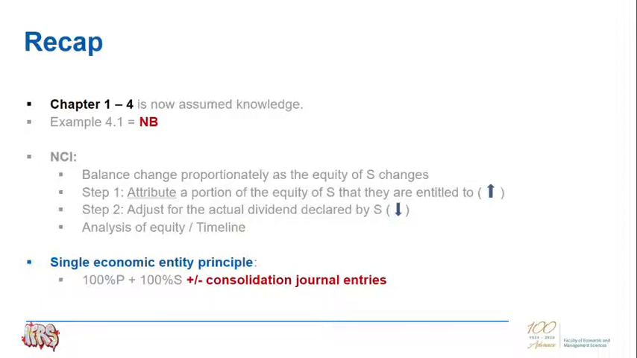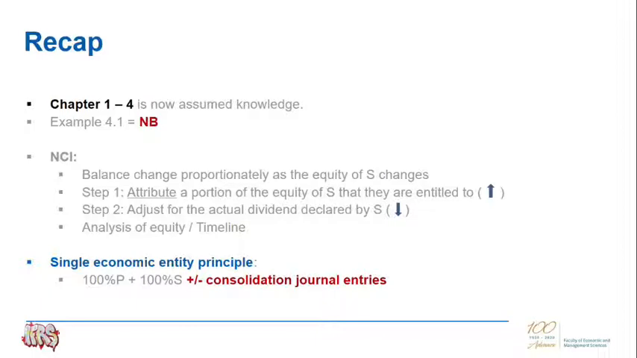So it's important that you really now understand how we measure NCI, how we calculate those amounts, and then the journal entries that we write to achieve the change in the NCI balance. Remember, NCI's balance will change proportionately as the equity of the subsidiary changes. They are equity participants. We measure them with reference to their proportionate share of the equity of the subsidiary.